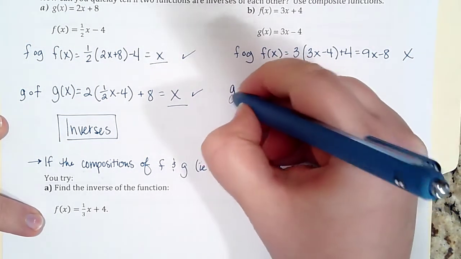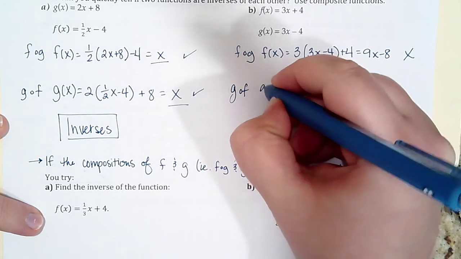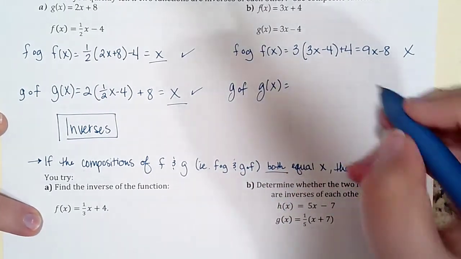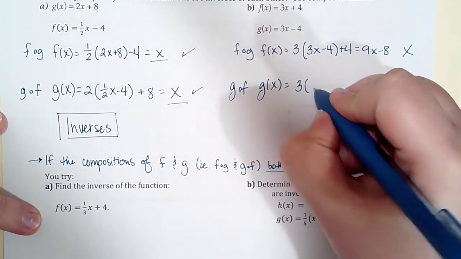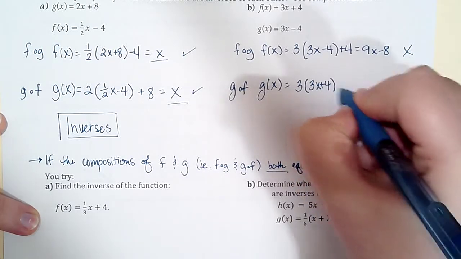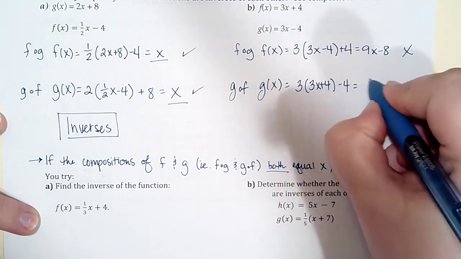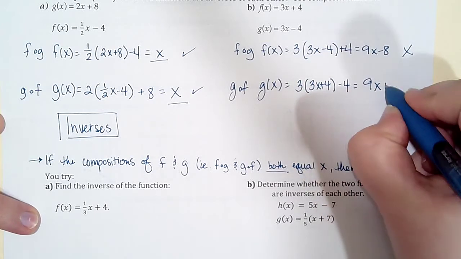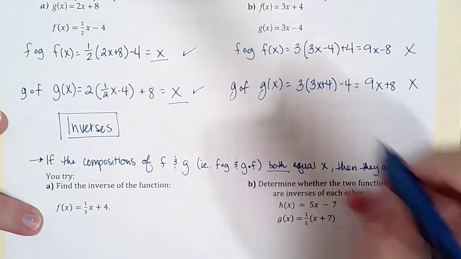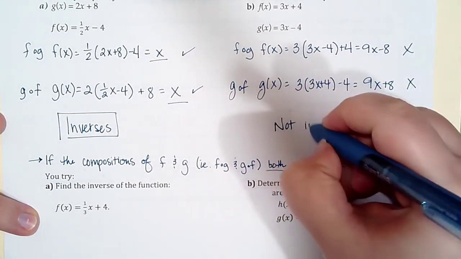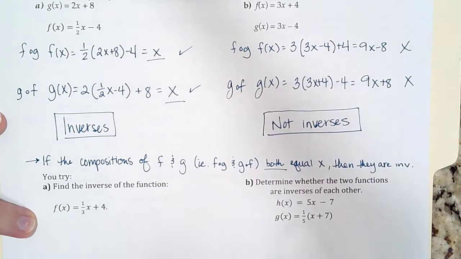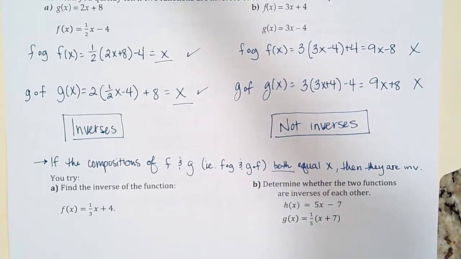But for the sake of being thorough, because we are thorough mathematicians, I also am going to calculate g of f of x to make sure. 3 outside of 3x plus 4 minus 4. This becomes 9x plus 8. That one doesn't equal x either, so we are not good there. These are not inverses of each other. So I think that's kind of a handy little rule.